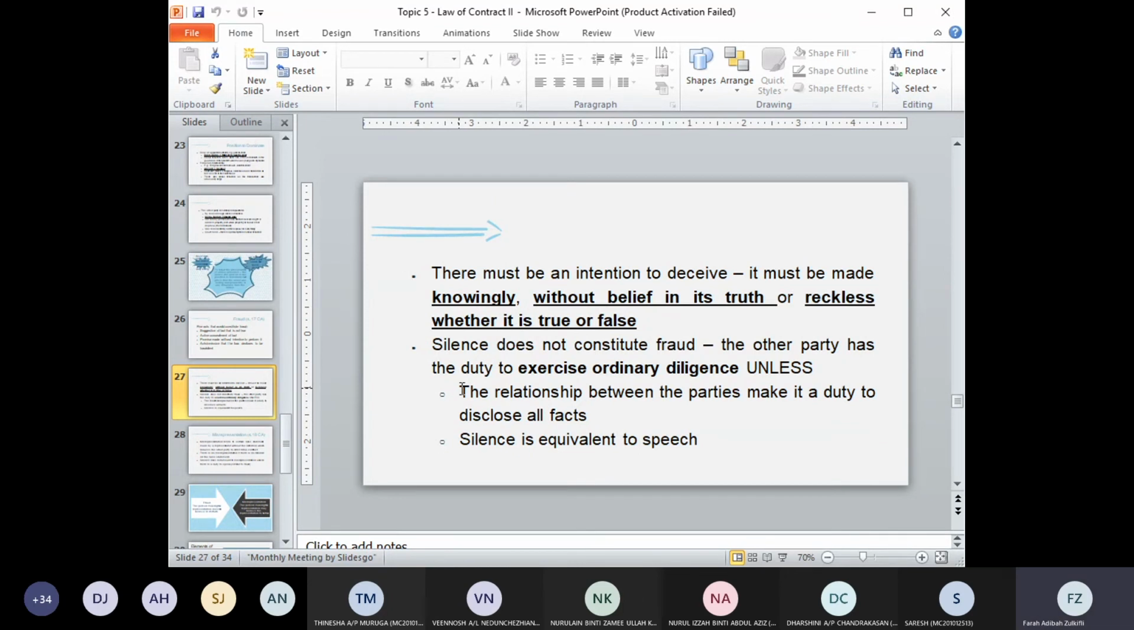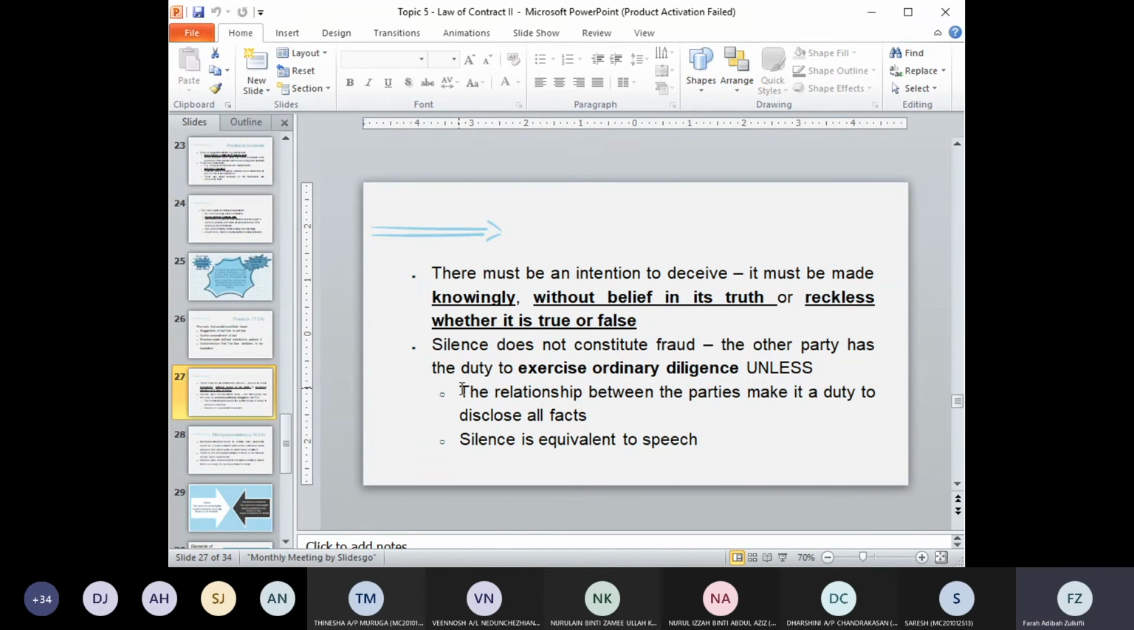It doesn't become a fraud unless the relationship between the parties makes it a duty to disclose all facts. So if you have a relationship, for example, a relationship of trust between you and the other party, and the other party has a duty to inform you on everything, and does not tell you all the facts, it will become a fraud. But if there is no such relationship between you and the other party, silence is not equivalent to fraud.